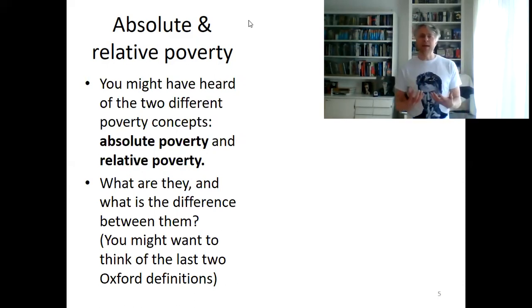Again, I want you to stop here. Think about this question, and for inspiration, maybe you even want to draw on those last 2 Oxford definitions on the last slide.